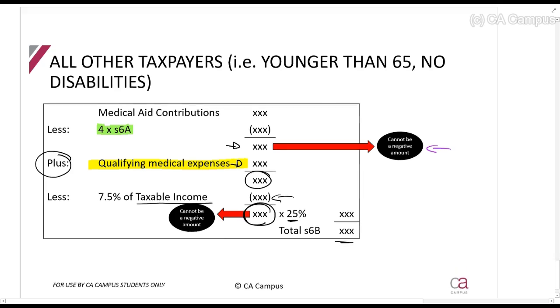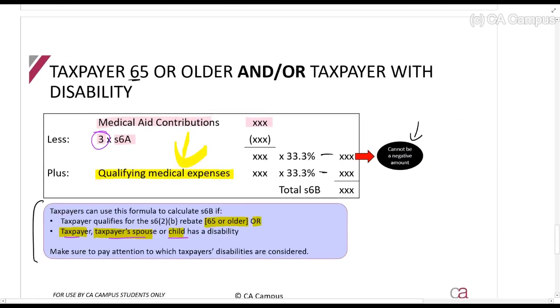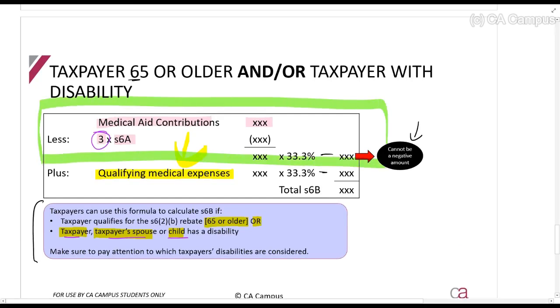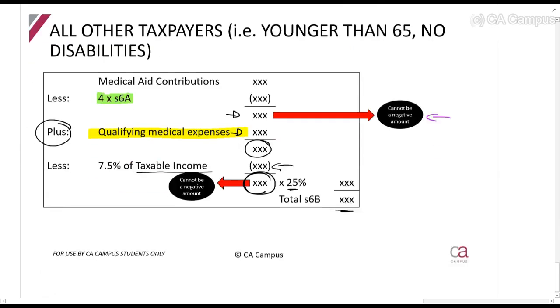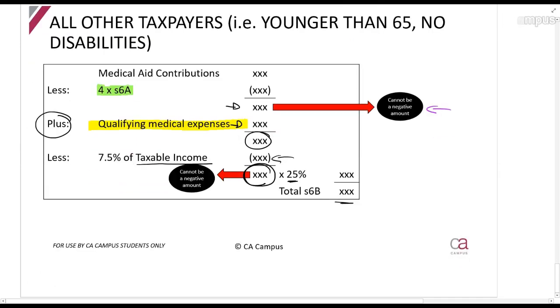So make sure you see, over here, when the taxpayer is 65 or older, or there's a disability, we take the first bit, which is the medical aid contribution section. I'm going to just do a block here like this. We take that first bit, and you get 33%. Then we do the next bit, the qualifying medical expenses, and you get 33%. But when the taxpayer is younger than 65 and there's no disability, you do all of these things and only then calculate the 25%. So it's a lot more difficult to qualify for this deduction over here.